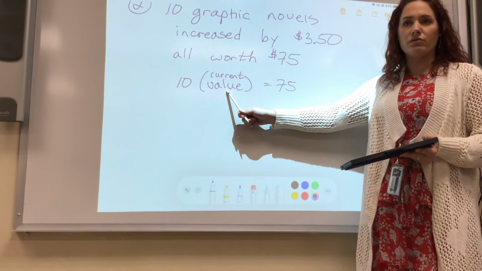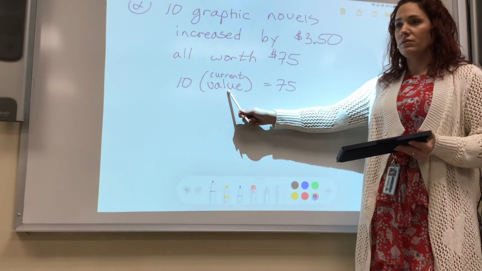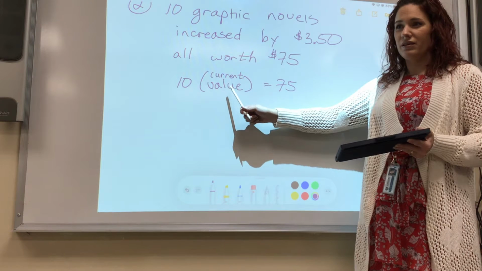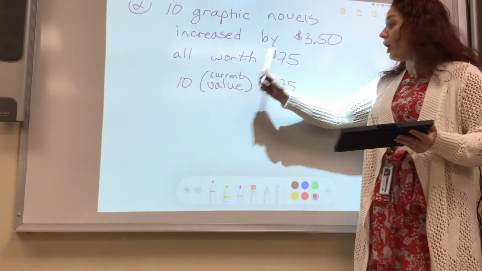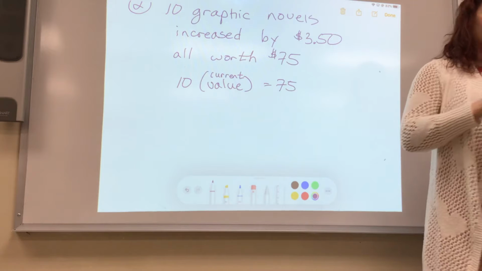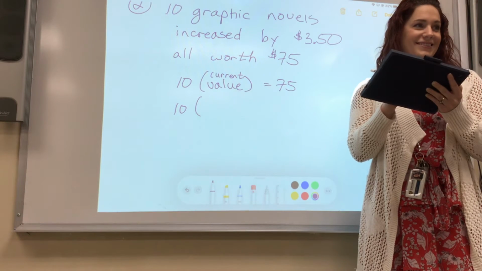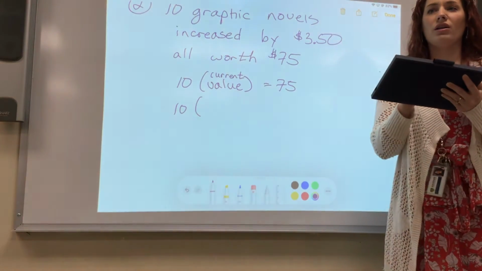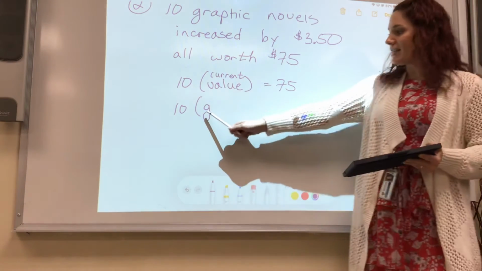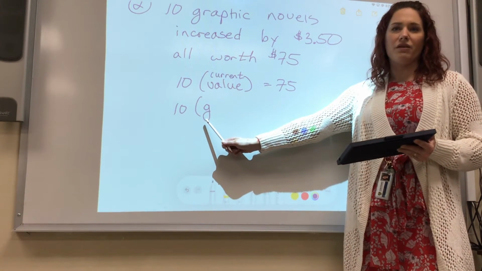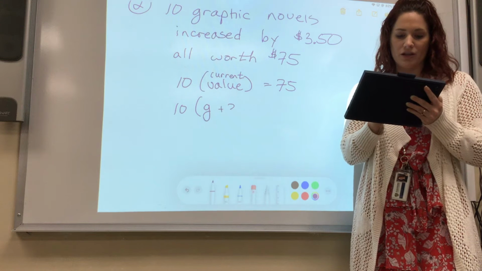What do we know about the current value? Evelyn? It increased by $3.50, right? So it's not $3.50, it increased by $3.50. Donnie? Oh, the current value of all of them is $75. Yes, you're right on that. What did they call the original value? They put a variable in for that. I don't remember what it was. Was it G? If that's the original value, how do I change that into the current value? What happened to the original value? Eliana? It was increased by $3.50.